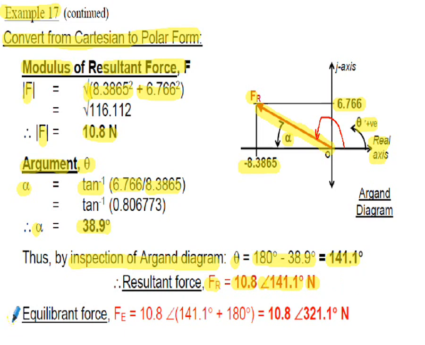Now the question finally wants us to state the equilibriant force, the equal and opposite force to the resultant force. On the Argand diagram that will simply be drawn opposite the resultant force, in this position here. To state that in polar form is simply 10.8 argument 141.1 degrees plus 180 degrees. So it's 10.8 argument 321.1 degrees, in newtons. And the 321.1 degrees would of course be this angle in here.